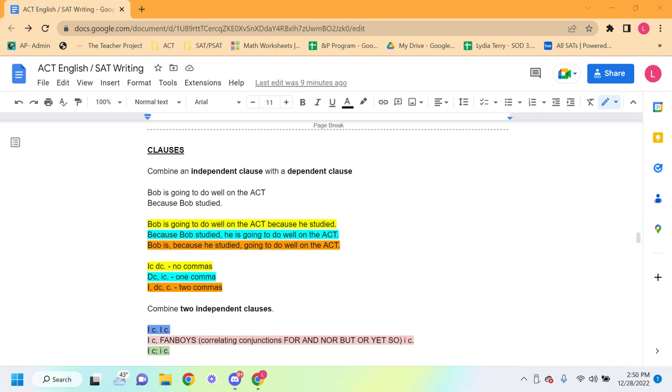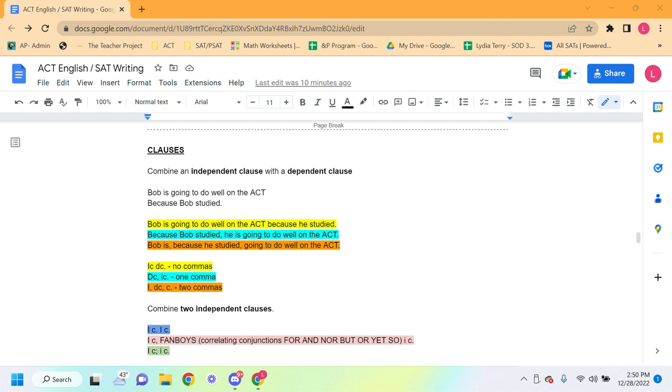Let's talk about clauses. In order to have a sentence, we have to have an independent clause. So we can combine an independent clause with a dependent clause. So first here's two clauses. I want you to find the dependent clause and the independent clause. Bob is going to do well in the ACT because Bob studied.